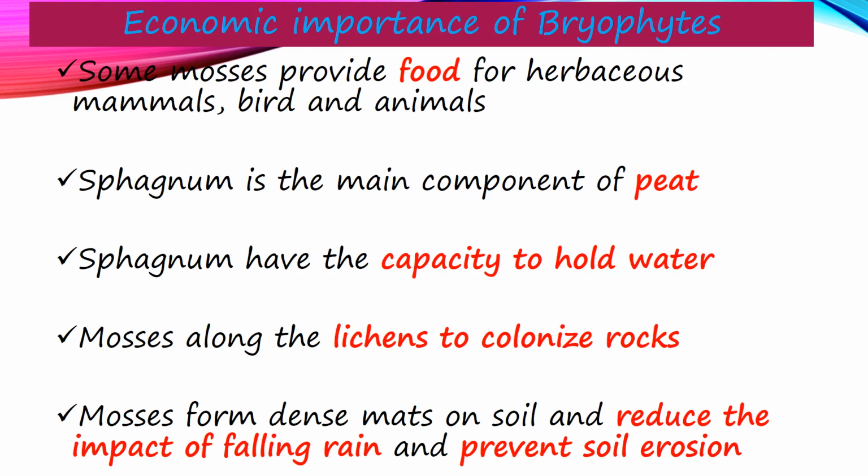Sphagnum mosses have the capacity to hold water, and because of this they are used in packing materials for transshipment of living materials. For example, the orchid plant can be planted in sphagnum moss and can be transshipped. Mosses along with the lichens are the first organisms to colonize rocks. Hence, they have an important role in the ecological balance.